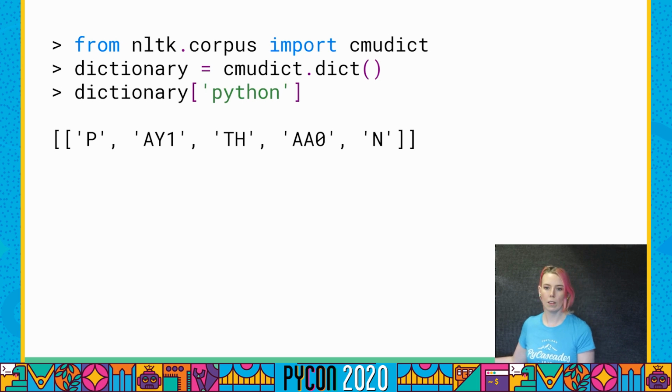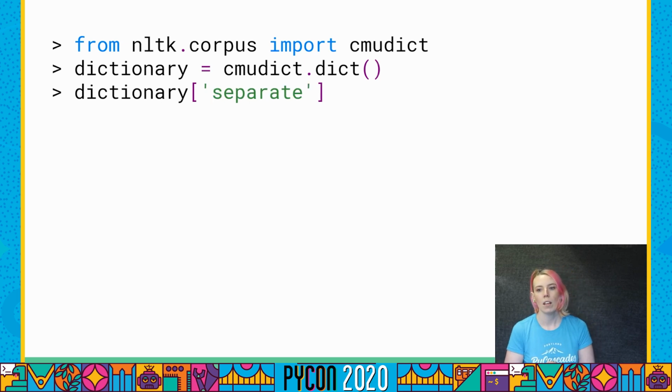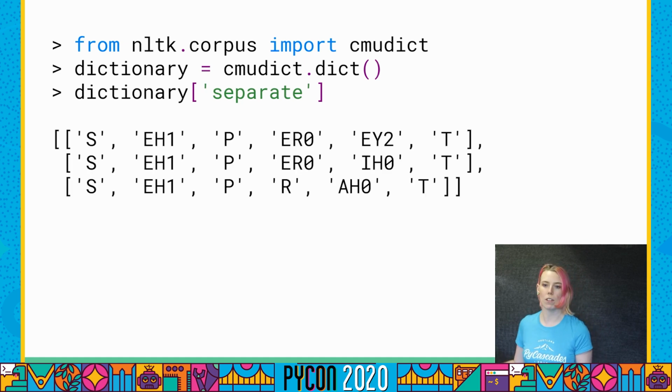So the reason it's a list of lists is because there might be a word that has multiple pronunciations, like this one. If you use this as a verb, as in I need to separate you two, you're going to pronounce it differently from if you use it as an adjective. These two were separate things. So the way our pronunciation dictionary handles this is it gives us all of the different pronunciations. So in this case, the valid pronunciations of this word are separate, separate, or separate.